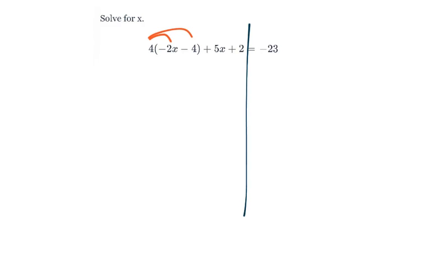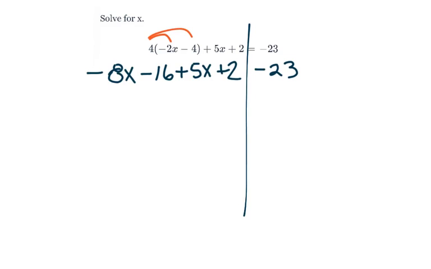When we distribute, we multiply. So that becomes a -8x and then a -16. I didn't save enough room. Hold on. Need some more space. -8x minus 16. Bring down the 5x and the plus 2. And then on the other side, -23.